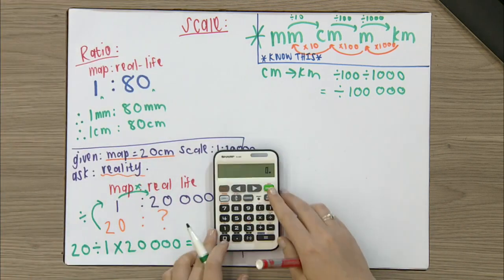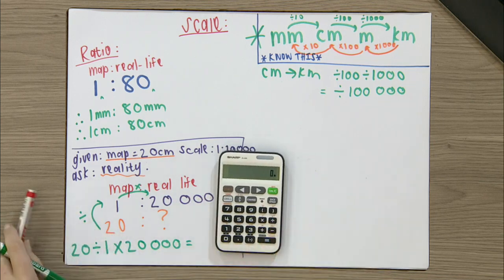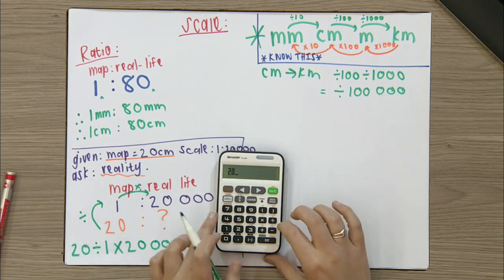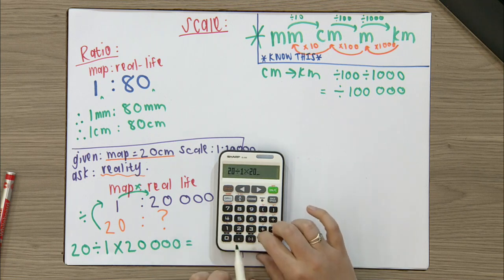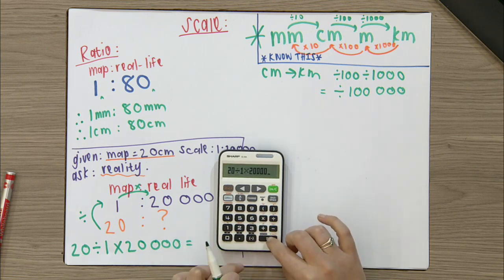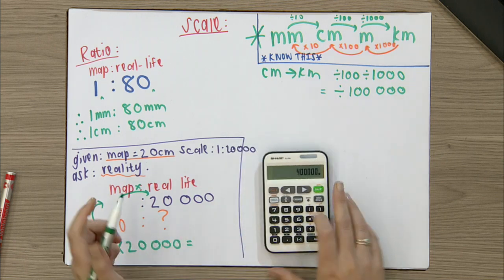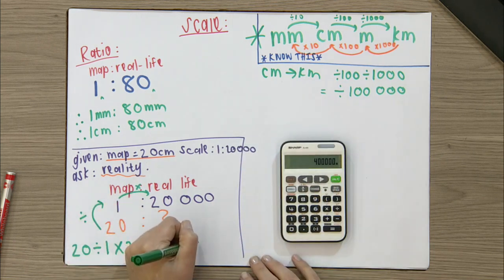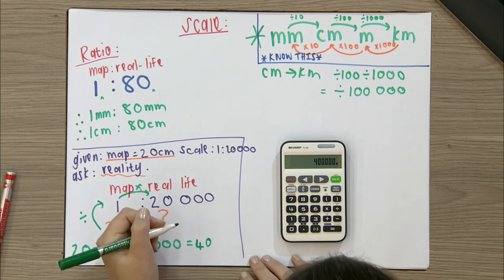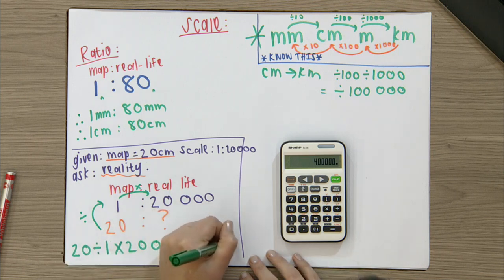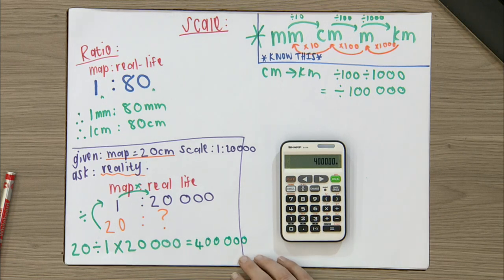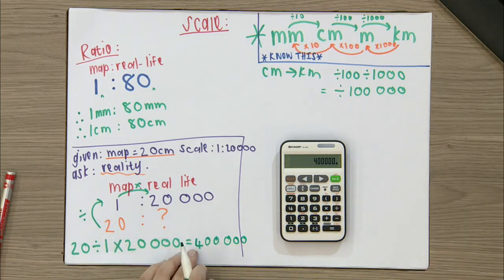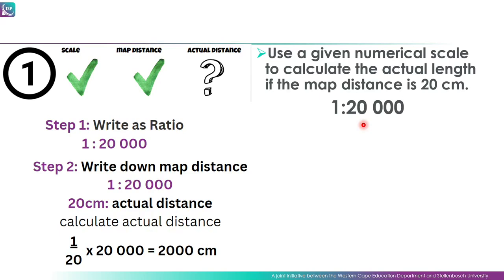Now, we can do this on the calculator, and you guys can see I brought a basic calculator with, just to remind you that we don't need a fancy calculator. We just need to know how to use it. So 20 divided by 1 times 20,000, that gives me an answer of 400,000.